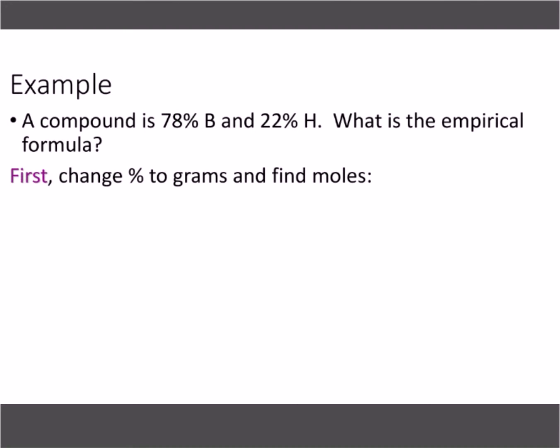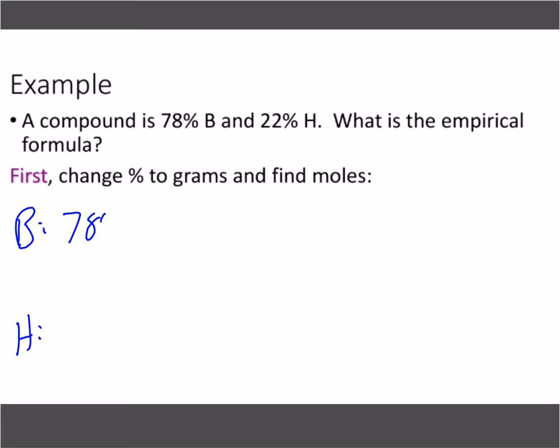It says a compound is 78% boron and 22% hydrogen. What is the empirical formula? So our first step is we're going to change percent to grams and find moles. So, first things first, guys, with any word problem, what do we always do? Write down our given. Same way as before, let's write that down. I've got boron. I've got hydrogen.